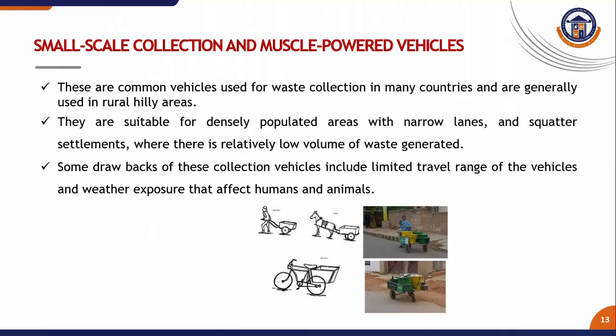They are suitable for densely populated areas with narrow lanes and squatter settlements where a relatively low volume of waste is generated. Some drawbacks of these collection vehicles include limited travel range and weather exposure. Weather exposure is a main factor in selecting a vehicle, as it affects humans as well as animals.